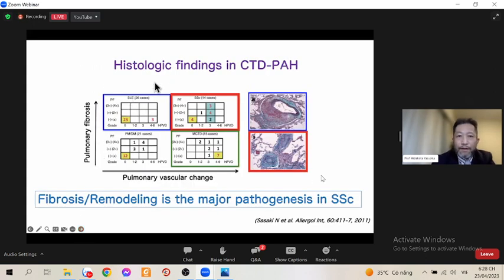When we look at the histology of scleroderma lung, it shows pulmonary fibrosis and pulmonary vascular change here. There's not much infiltration of immune cells, suggesting that fibrosis and remodeling are the major pathogenesis of scleroderma. So we have to manage the fibrosis or remodeling, but there is no good treatment so far.